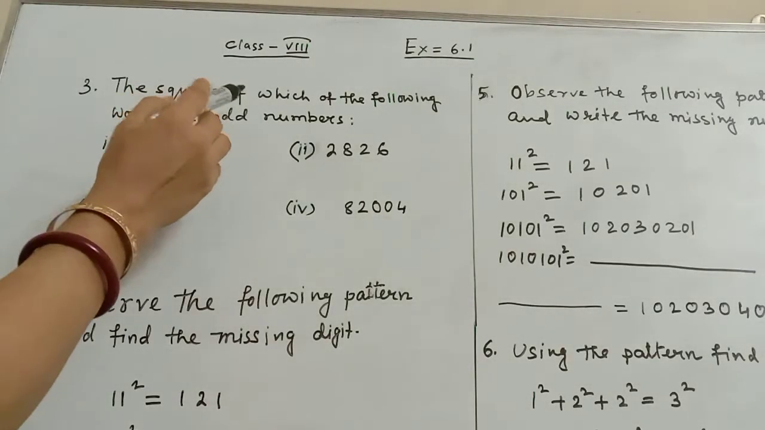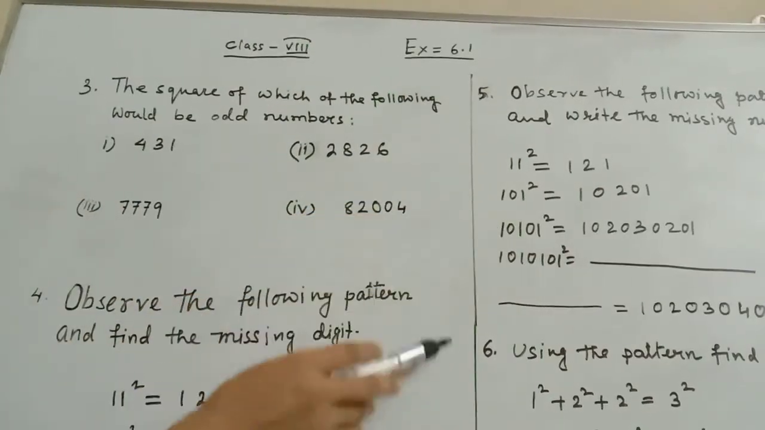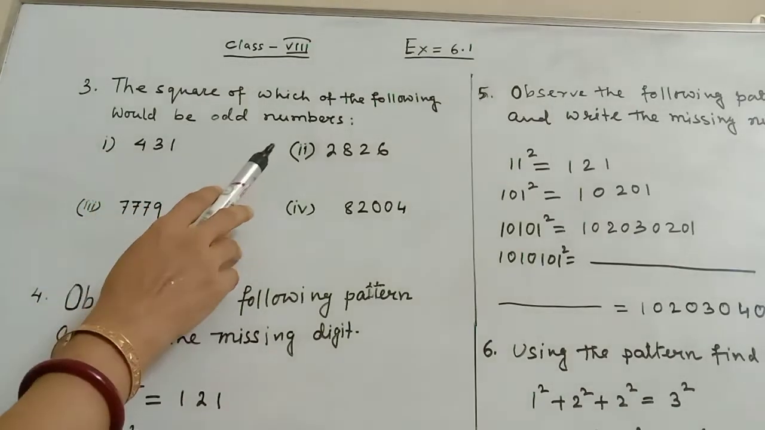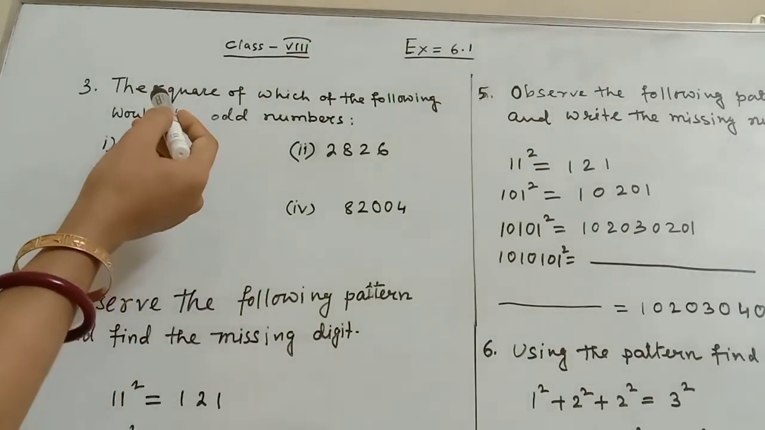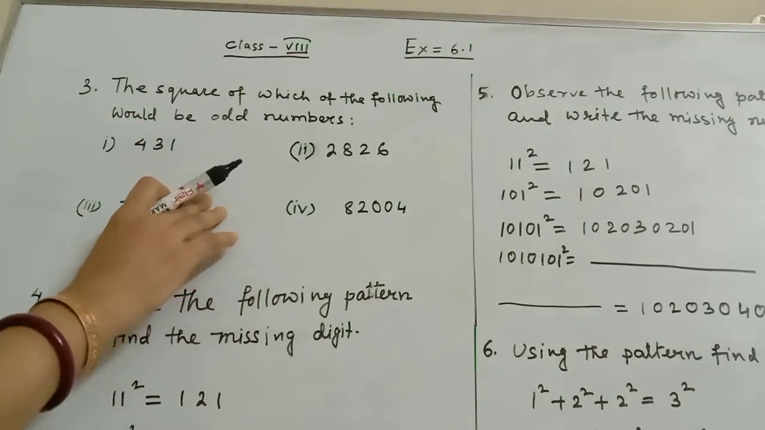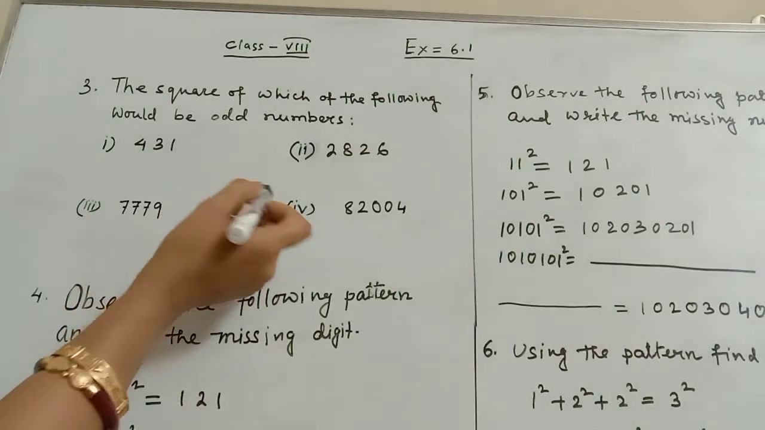Today we will do exercise 6.1, questions number 3, 4, 5 and 6 from your exercise, chapter Square and Square Root. In exercise questions number 1, 2 and 3 we have learned how to find the square of any number and what the unit place digit of a square number will be.